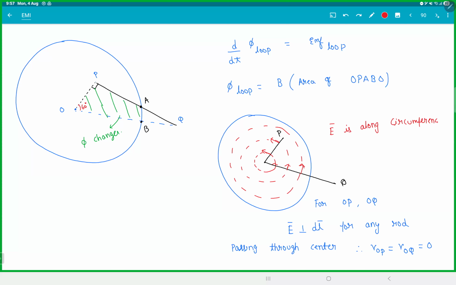Any doubts on this page? So in cylindrical magnetic field regions, electric fields are concentric circles. If you put a rod passing through the center, the rod will be normal. The electric field becomes perpendicular to the length. There will be no potential difference along the rod. And from Faraday's law, the EMF in a loop is the rate of change of flux in the loop. So in our loop, OP and OQ are useless. That means the entire EMF is in PQ.